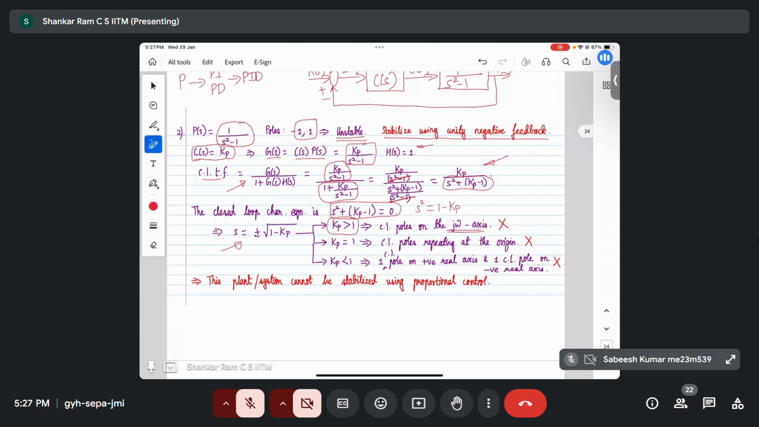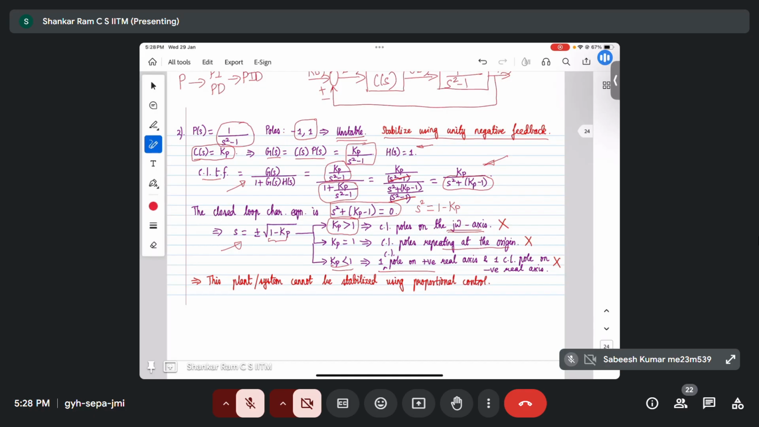Then, if Kp is equal to 1, 1 minus Kp will become 0. Then it is even worse, because closed loop poles will be repeating at the origin, S equals 0. So it is automatically unstable. We don't want that. If Kp is less than 1, what happens? 1 minus Kp becomes positive. So we take the square root of a positive number, then one root will be on the positive real axis, one root will be on the negative real axis. And that is also bad, because one closed loop pole on the positive real axis means the system is unstable.